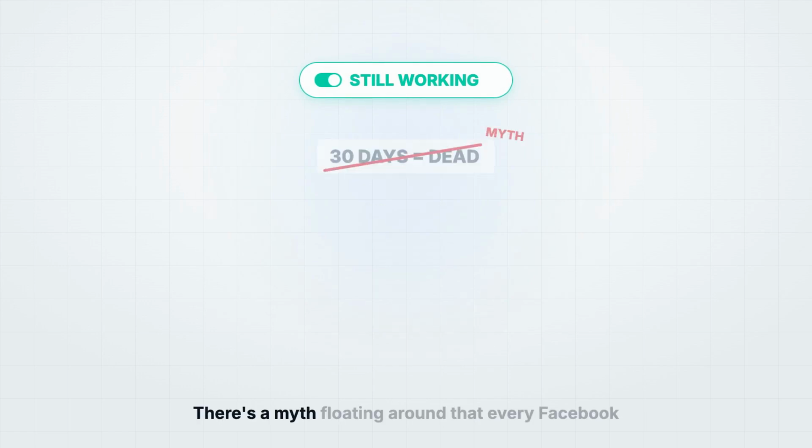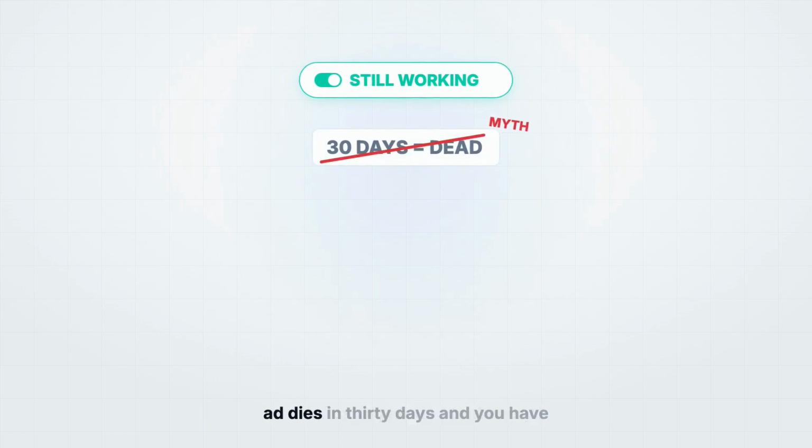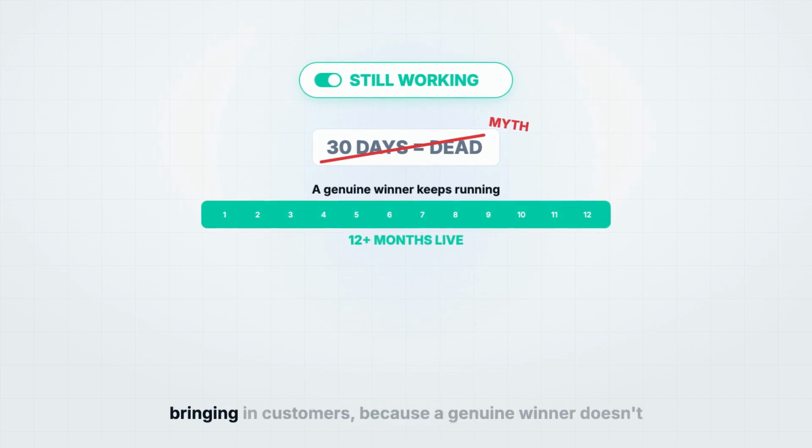Now flip the question. Everyone asks when to turn an ad off. Almost nobody asks the opposite. What if it's working? There's a myth floating around that every Facebook ad dies in 30 days, and you have to constantly churn out new ones. That's not what we see. Some of the ads we run for clients have been live for over a year, still bringing in customers, because a genuine winner doesn't expire on a schedule.